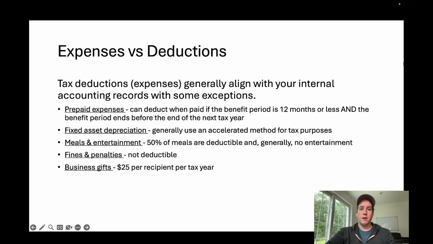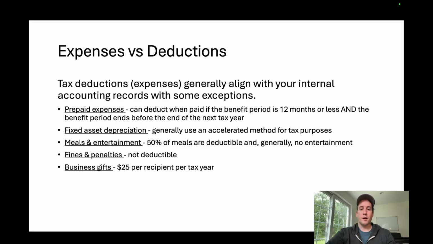Now, the way that you compute taxes is actually not as complex as I think most people expect it to be. The difference between your taxable income and your pre-tax book income, so the net income on your tax records, only comes down to a handful of items.